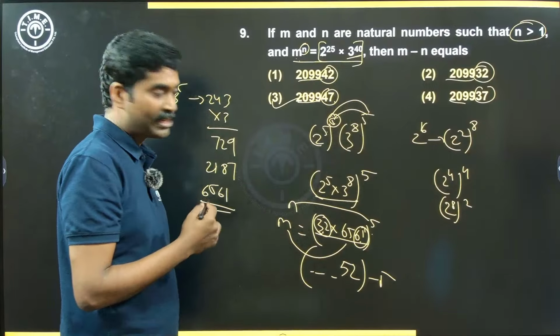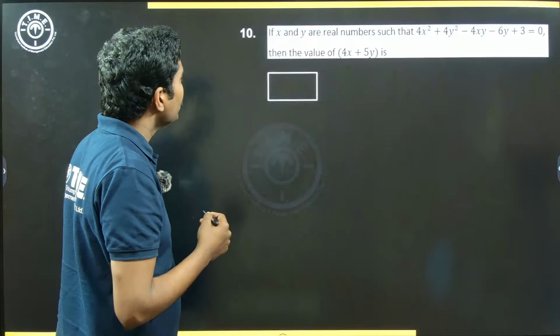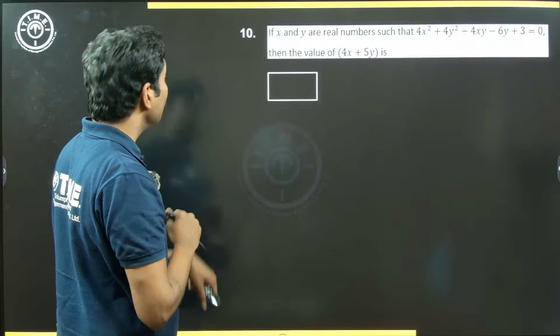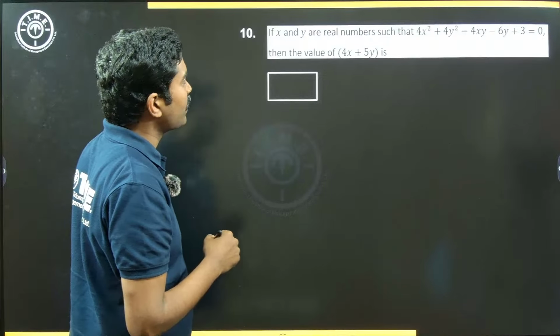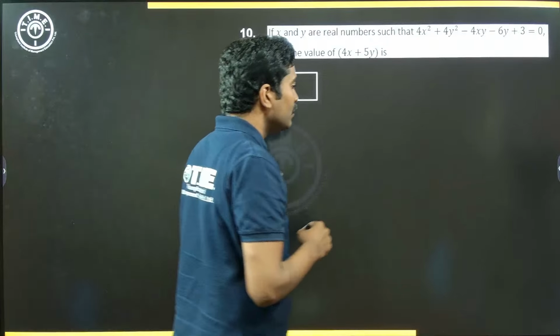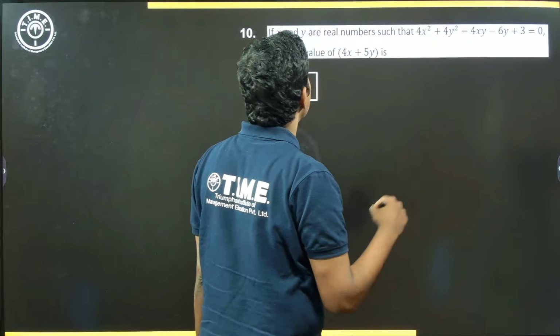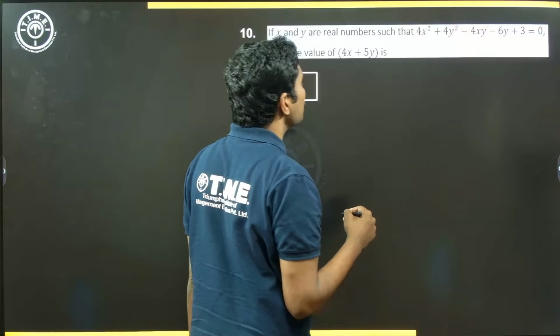All right. Next question, guys. If x and y are real numbers such that 4x square plus 4y square minus 4xy minus 6y plus 3 is 0, then the value of 4x plus 5y.